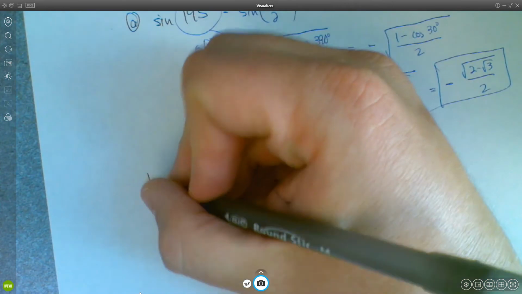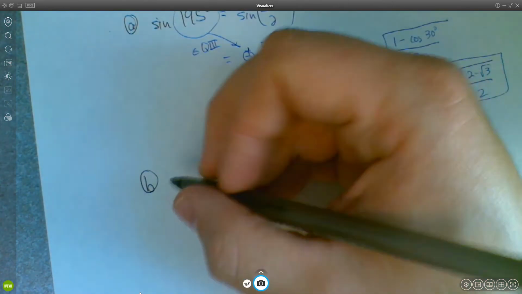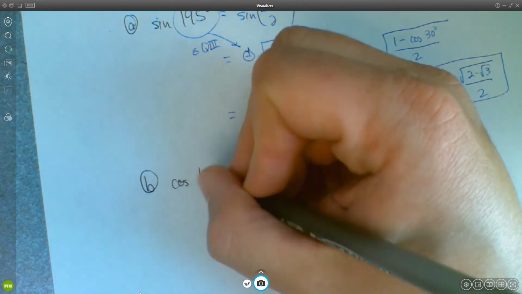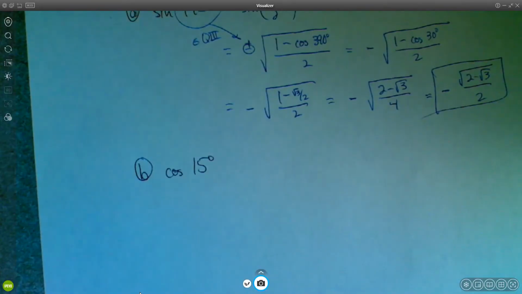Let me give you another one. See if you can do this one on your own. So see if you can do cosine of 15 degrees. Okay, go ahead and give the video a pause. See if you can work that one out.